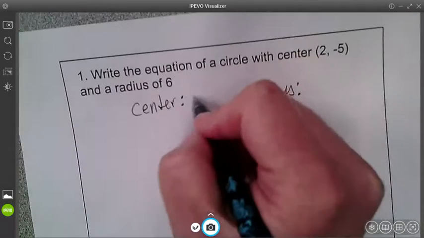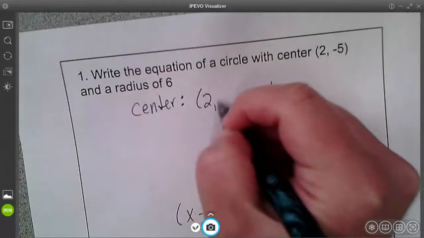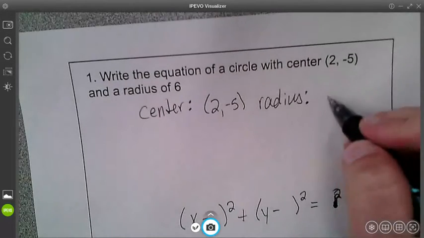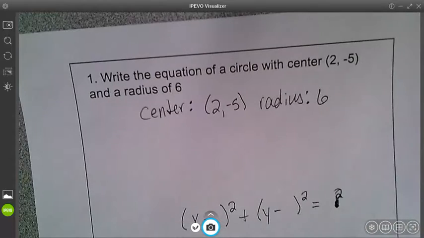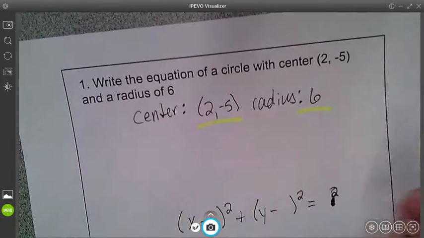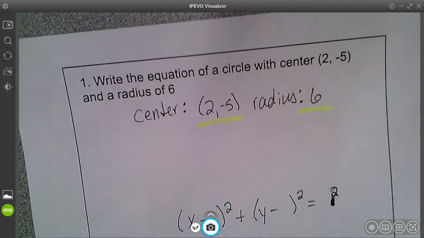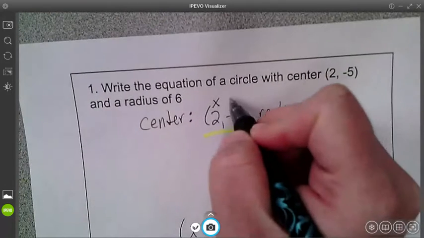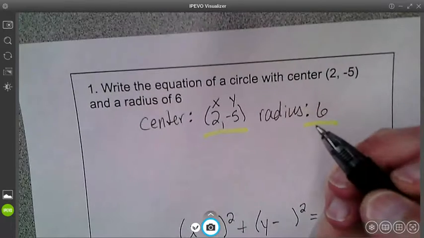Okay. So up here, I already have the center, so I'm just going to copy it down. I know that might seem silly, but there's a method to my madness. I actually do have the radius. So what I'm going to do is I'm going to underline those 2 things with a highlighter. This is just going to be a visual that that's the 2 things I need. So here is the x value of the center. Here's the y value of the center.